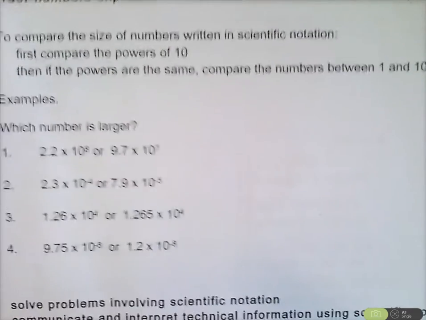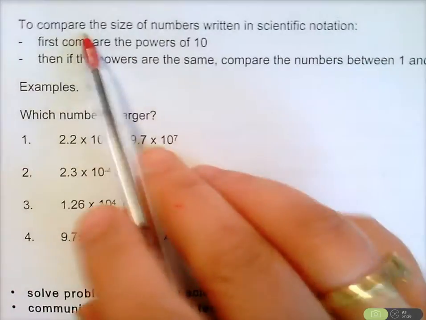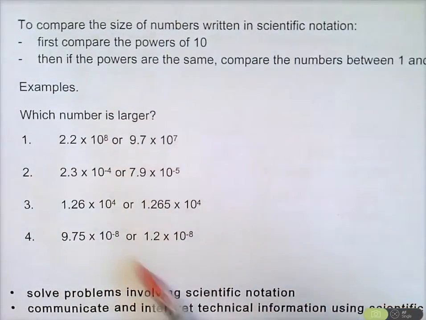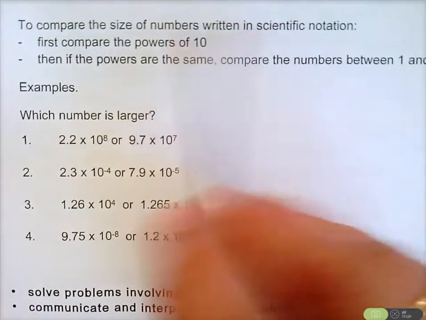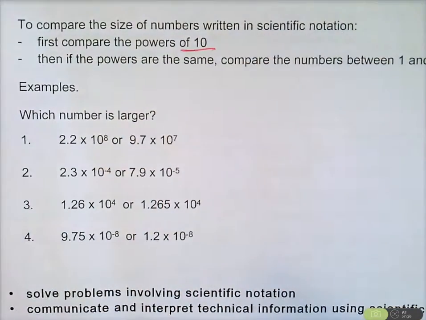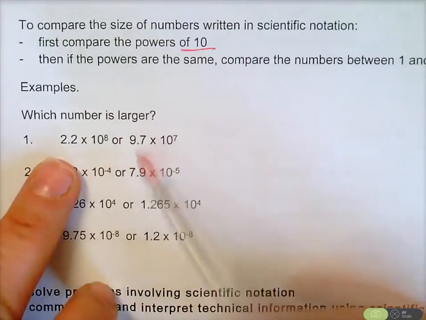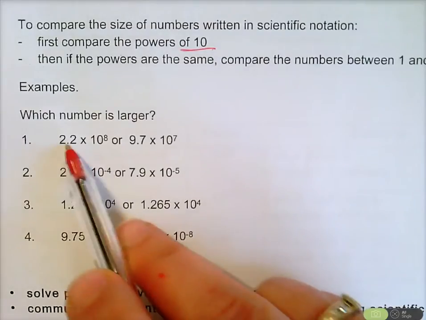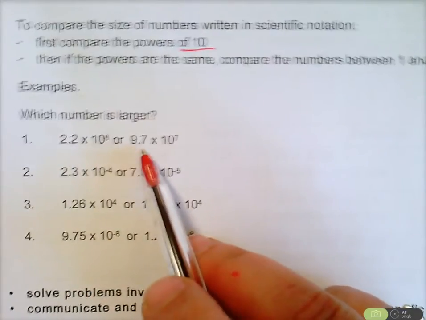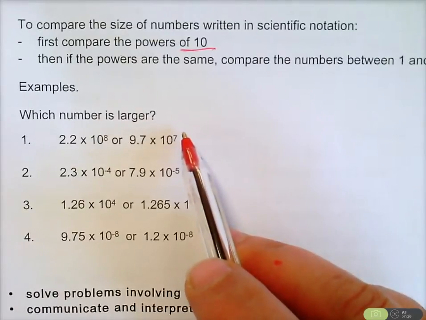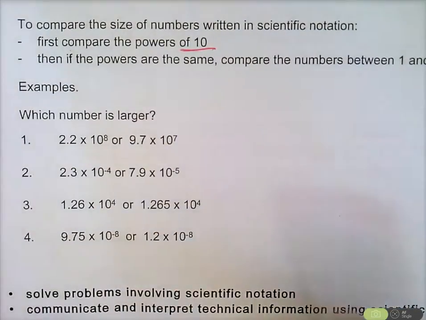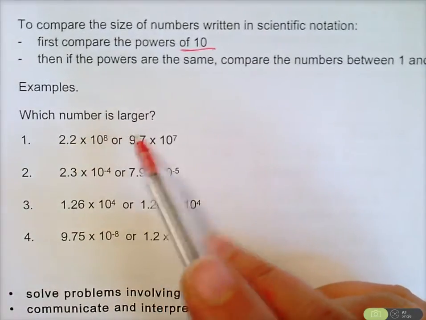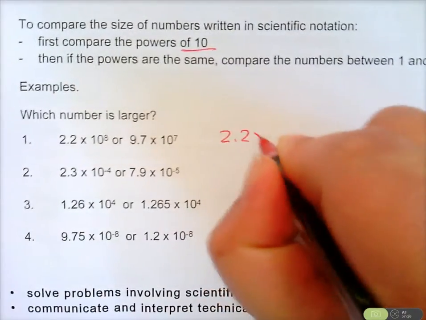Okay, girls, to compare the size of numbers, this is what we're going to do now. We're going to compare the size of all these numbers. To compare the size of numbers written in scientific notation, obviously the number with a higher power of 10, provided they're written the right way, will be bigger. So which one's bigger, girls? 2.2 times 10 to the 8 or 9.7 times 10 to the 7? Are they both in scientific notation? Yes. So the one with the more 10 to the powers of is bigger. So the bigger one is 2.2 times 10 to the 8.